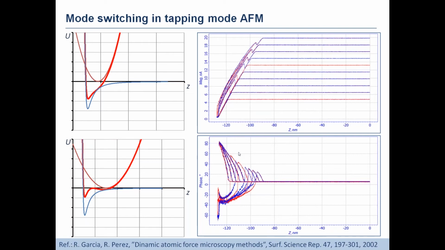This switch between these two modes is clearly visible on the phase curves. So the dependence of the phase of the cantilever oscillations on the distance between the cantilever and the sample clearly shows if we operate within the attractive or repulsive regimes. So this effect also should be taken into account when adjusting the parameters of operation in tapping mode. So in general, we need to avoid the mode switching because it causes different artifacts and results in AFM images.